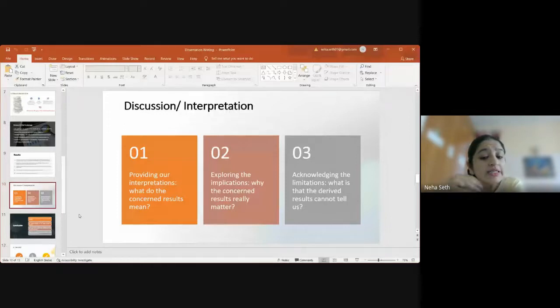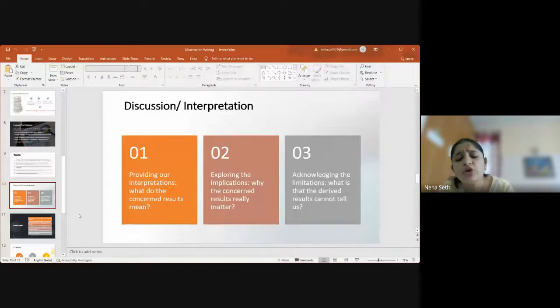What do the concerned results mean? So we have presented our results in the previous chapter. Now, what does that result mean? We have mentioned that, according to the p-value, we have accepted the hypothesis. Now, accepting a hypothesis means what? This will be shown in this chapter, the chapter of interpretation.